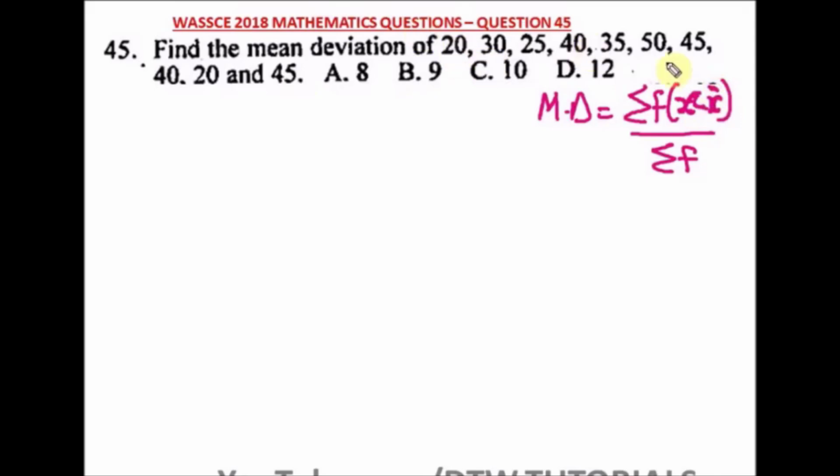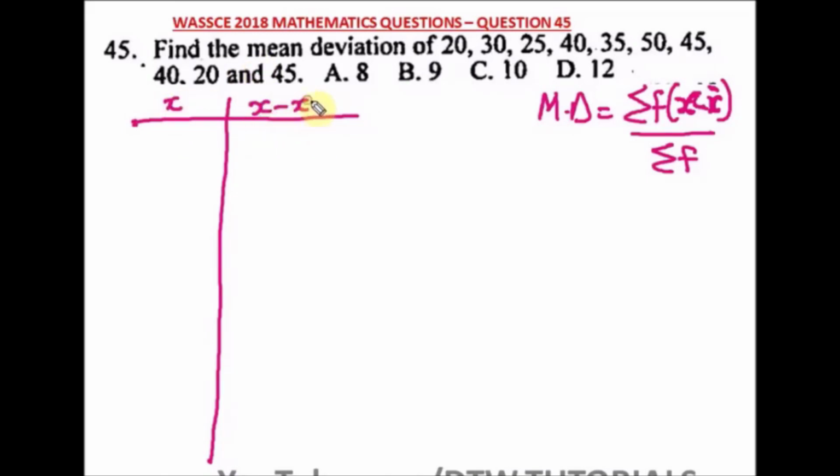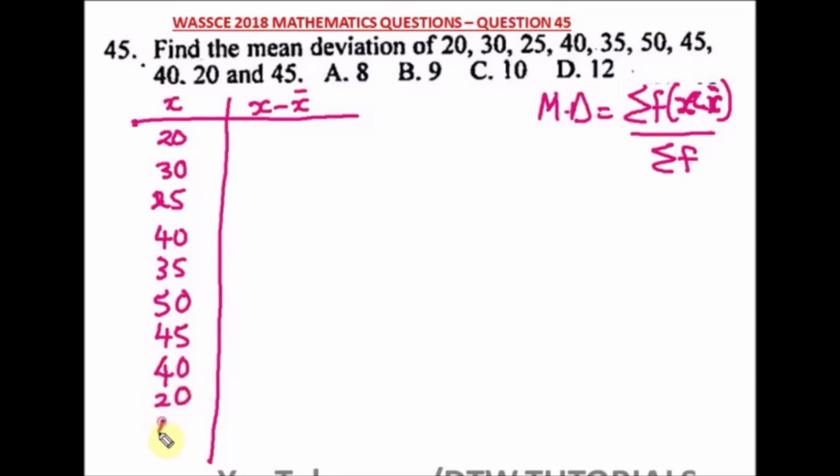So the first thing we have to do here is first of all find our mean. For it to be easy for us to solve, let us use the table method. Let's draw our table here. Here you have the values x, and here you have x minus your mean. Our values are 20, 30, 25, 40, 35, 50, 45, 40, 20, and 45.